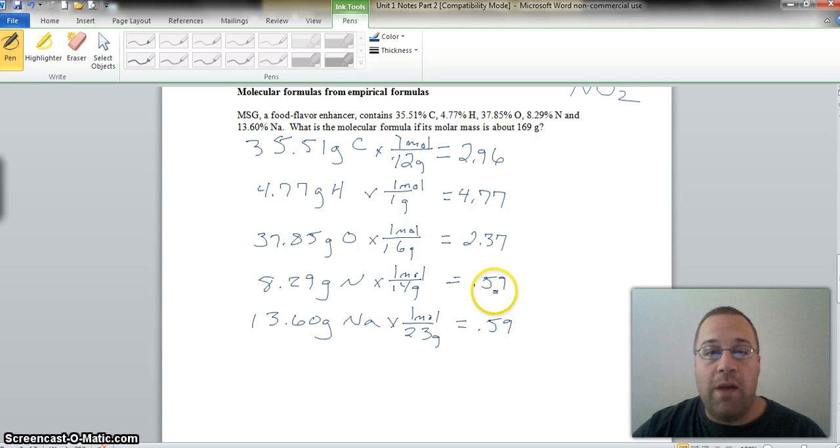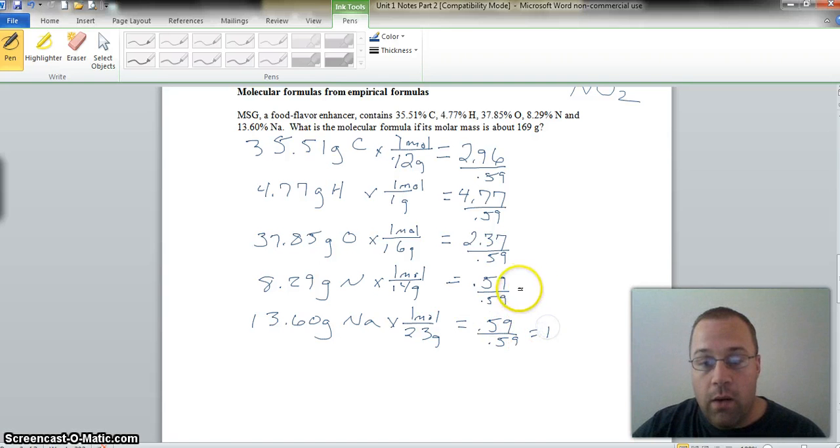Alright, so now that we have those, we divide by the smallest number. You have 2 of them that are 0.59, so obviously that's going to be your smallest number. So you're going to divide each by 0.59. Keep going down here. That's 1. That's 1. That's 4. This is 8. And this is roughly 5. All of those are whole numbers, so that means that our empirical formula is C5H8O4NNa.